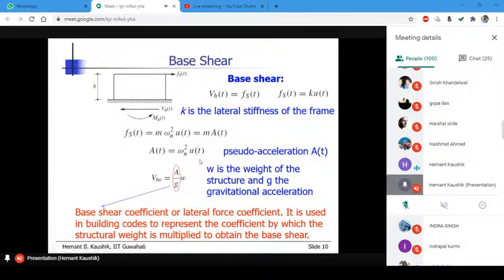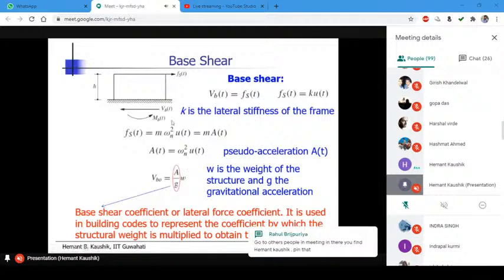And I hope you will remember it from where it came. It is very simple, only from equilibrium, and we simply substitute stiffness with this m omega n square, and that gives you this. Now, what is the base shear then? So base shear, if you remember yesterday's lecture also, it is basically some factor, that is the lateral force coefficient or base shear coefficient multiplied by W, right?